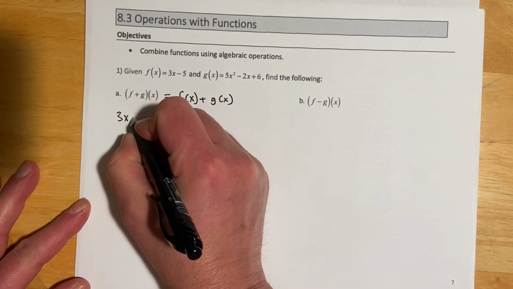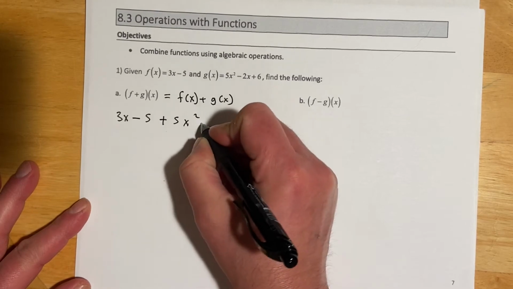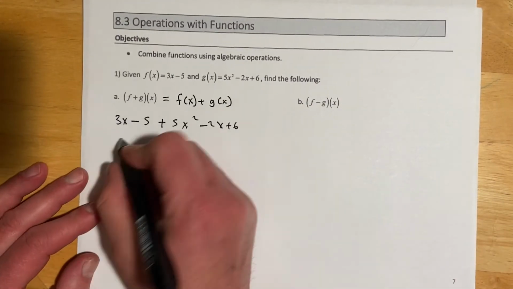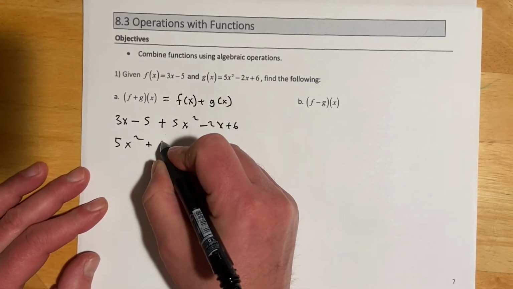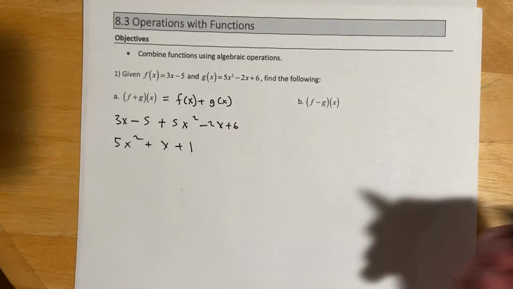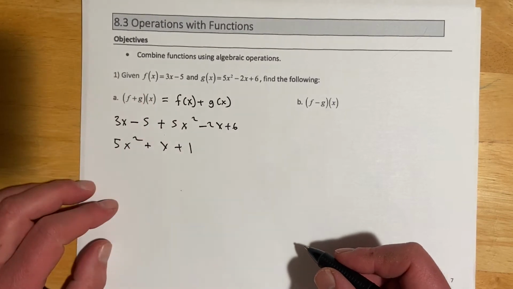So literally 3x minus 5 plus 5x squared minus 2x plus 6. And then we just combine our like terms. So easy math in this section. Minus 5 and 6 would be a plus 1. And that's it. So mostly it's just kind of not getting messed up by the notation.